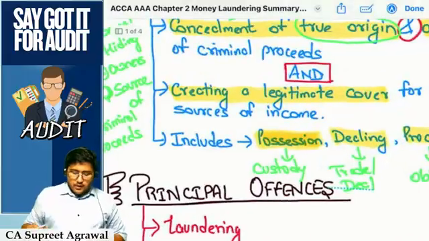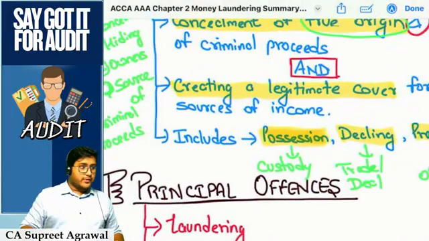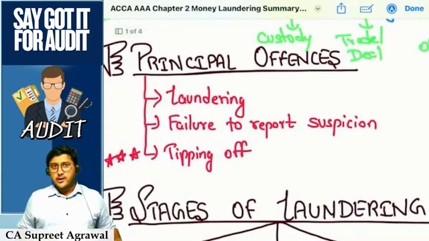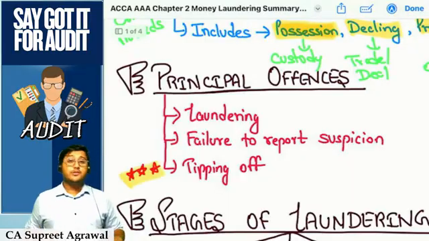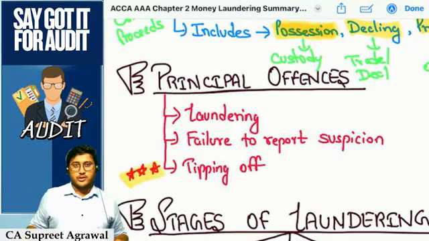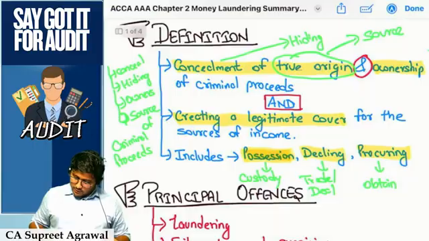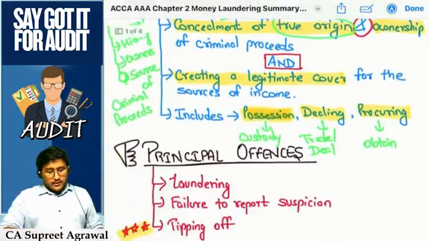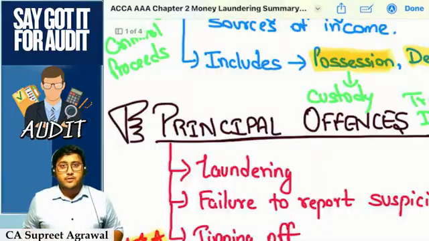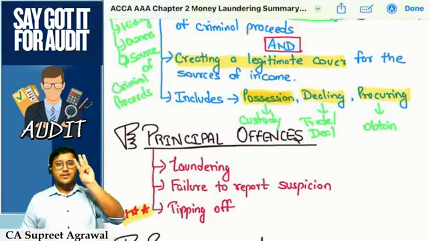Now let's move further. When we discuss the principal offenses, there are three principal offenses covered over here. Why has this one been marked with 3 stars? Because this is the most important for your examination. First important thing that we should mark is your definition, which is asked in the examination repeatedly. Then the second thing is tipping off, which is very important. So there are three principal offenses.